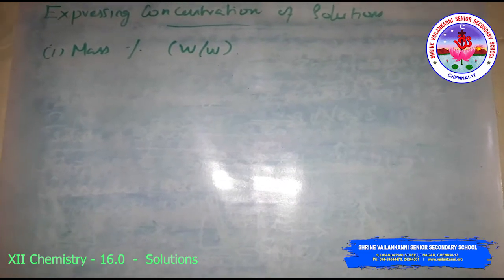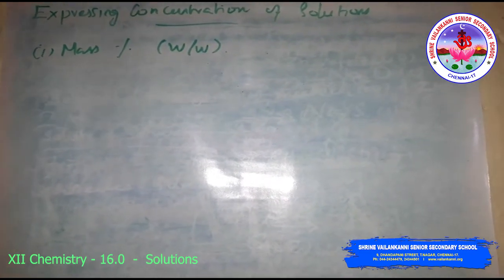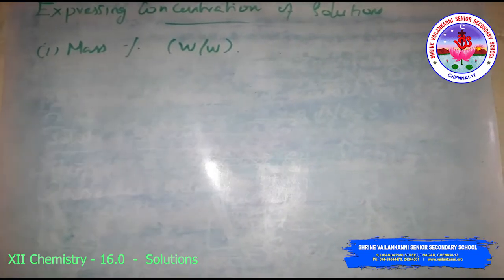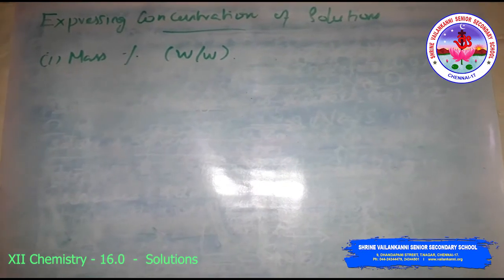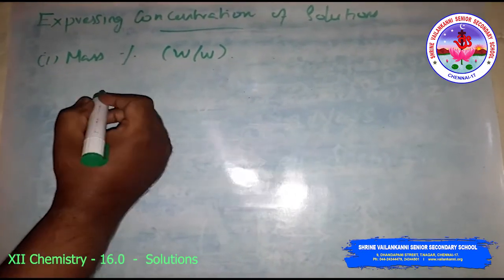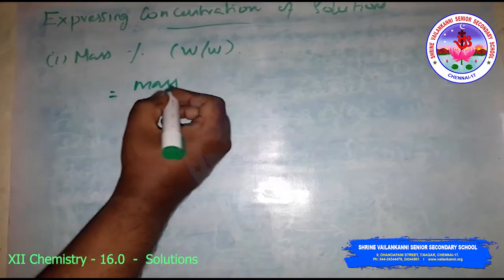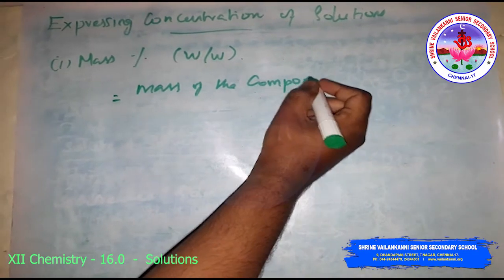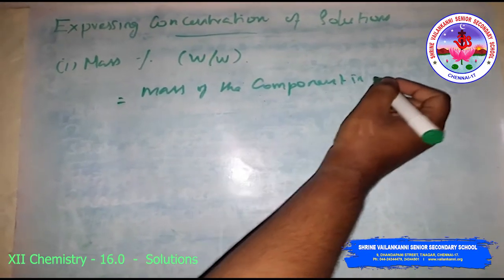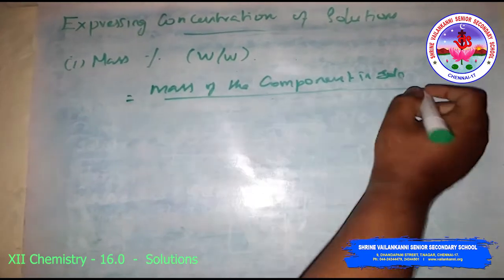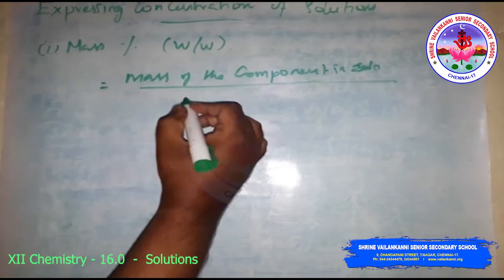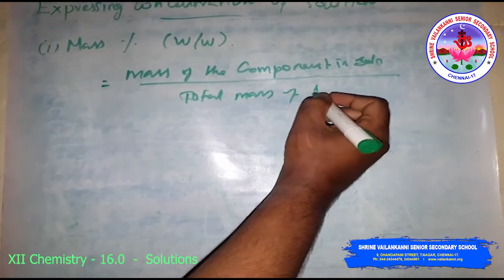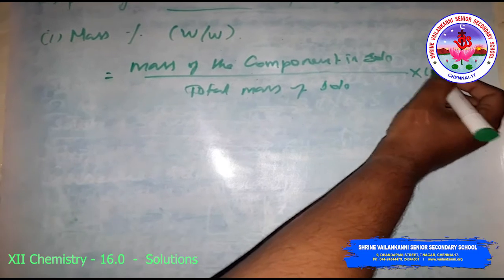First we will see mass percentage. What is mass percentage? Mass percentage means weight by weight. The mass percentage of a component of a solution is usually defined as the mass of the component in the solution divided by the total mass of the solution, into 100 because it is a percentage.